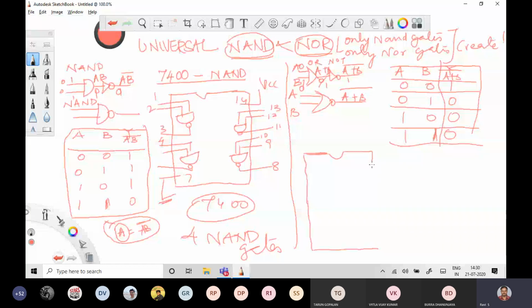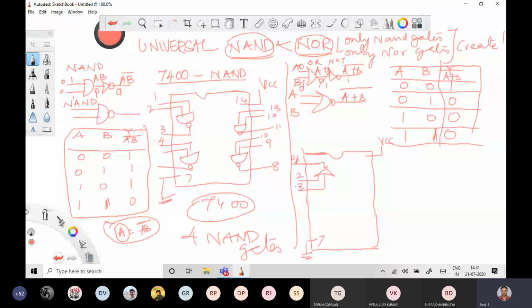So pin number 14 is VCC, no doubt. Pin number 7 is ground, that is also common. So here, pin number 1 is output. Pin number 2, pin number 3 are inputs. 2, 3 is your inputs.